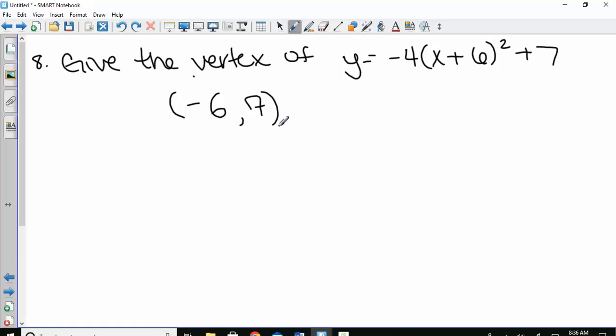Alright, so explain. You take the opposite of h, which is 6, so the opposite of 6 is -6. And then you take the k, which is on the outside, 7, because the vertex is (h, k). You could also think of it in terms of transformations. A vertex is normally at (0, 0). So if I say x plus 6, that moves it to the left 6. The plus 7 takes it up 7. So it ends at (-6, 7).